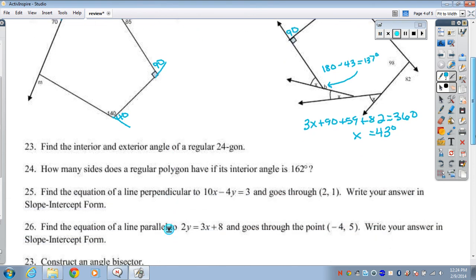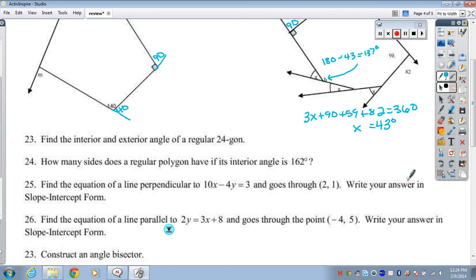All right, find the interior angle and exterior angle of a regular 24-gon. Exterior angles are way easier to find, because we know the sum of the exterior angles is 360 and we know the interior and exterior angles are supplementary. So we're going to find an exterior angle first. 360 divided by 24 equals 15 degrees, and this is your exterior angle. Interior angle: 180 minus 15 degrees equals 165 degrees, and that is an interior angle.